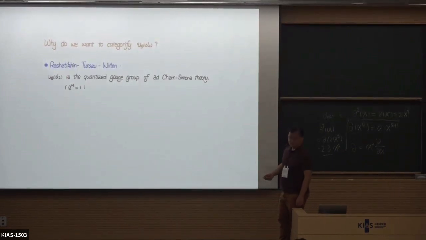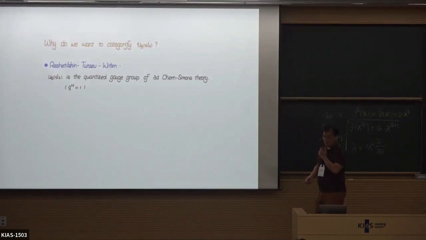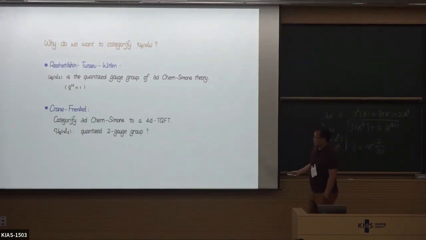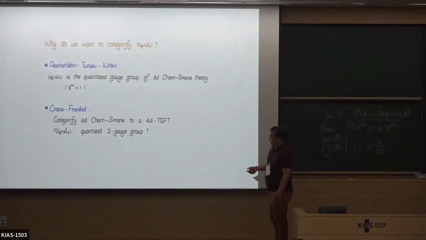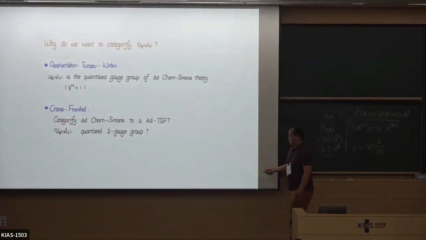But the quantization process is very sophisticated. It uses the Chern-Simons functional, as a special case of what we have seen in Phil's talk yesterday. And so, as in Crane and Frenkel's conjecture, if you can lift this process to a 4D theory, maybe this categorified quantum group should play the role of a quantized two-gauge group. So whatever that means.